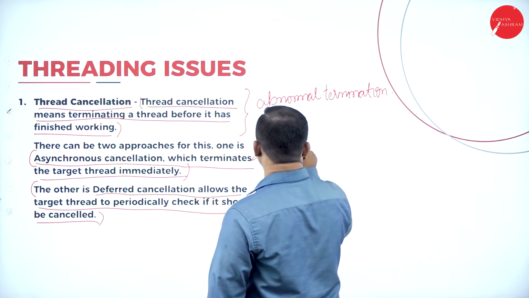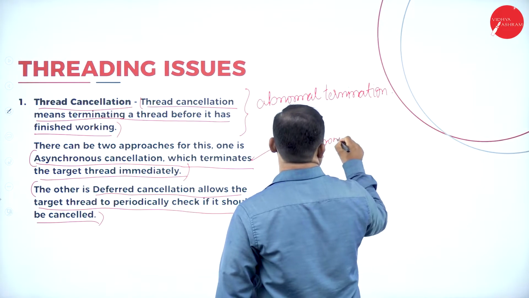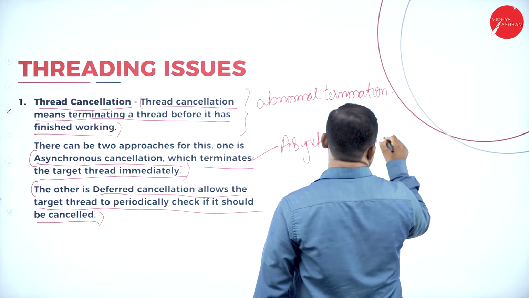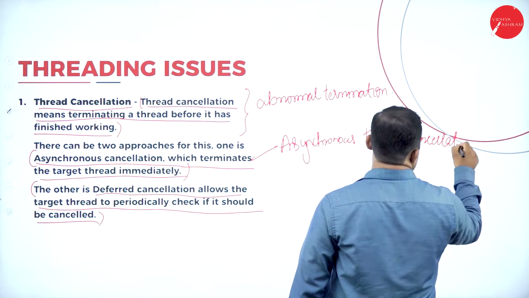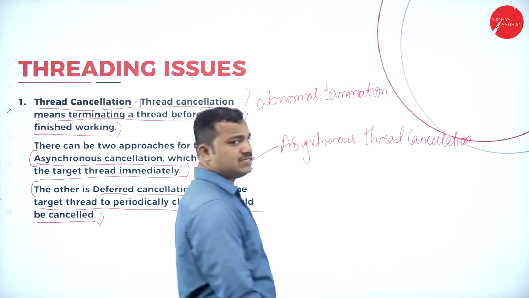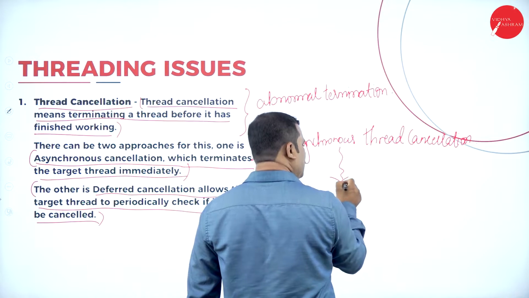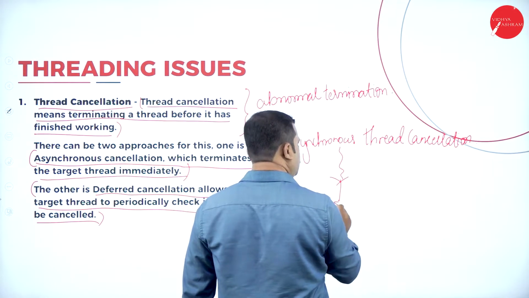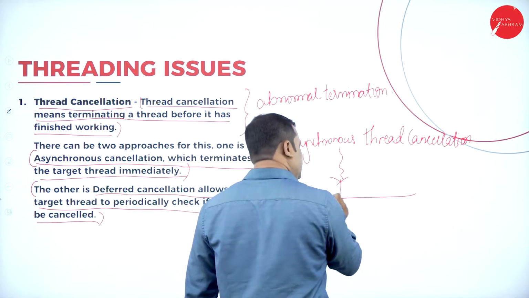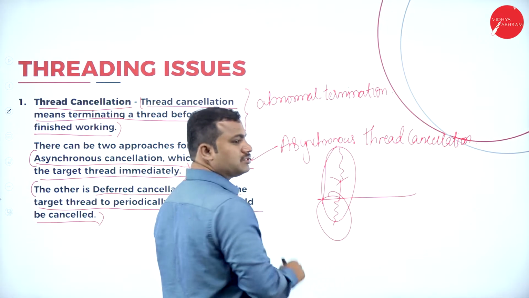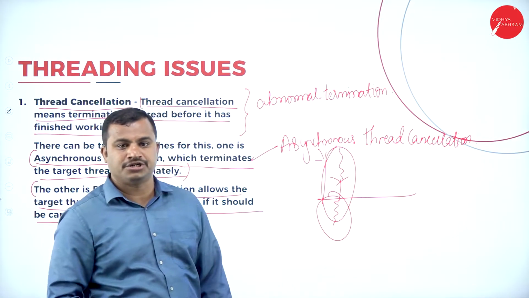When you have an asynchronous thread cancellation, if in the user space any request is sent to delete or cancel the execution of a process, that terminates the entire execution process immediately. That is called asynchronous thread cancellation.